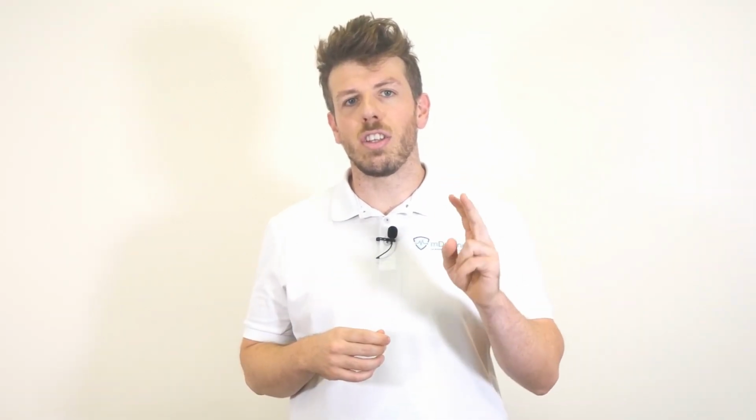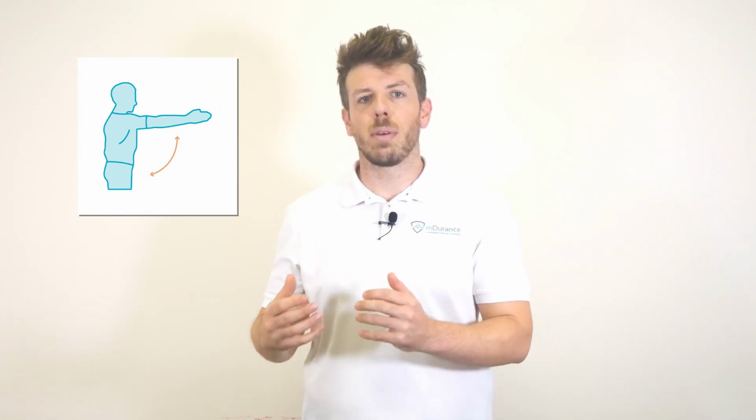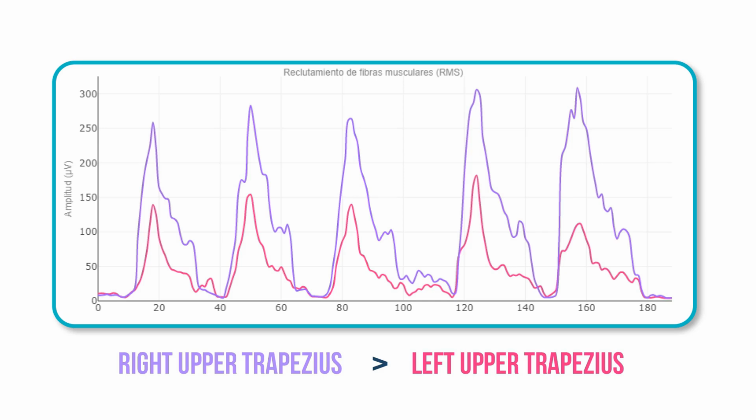The second test is a shoulder flexion. The goal is to assess the involvement of the upper trapezius in a shoulder flexion movement. The patient, either seated or standing, performs shoulder flexion to the maximum range. Look at this example. The right upper trapezius is hyperactive. Again, it requires twice the activation as the contralateral side. This pattern, again, generates chronic cervical tension and overload in the upper region of the scapula.